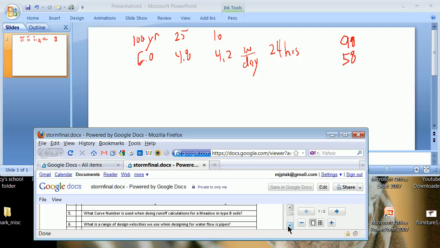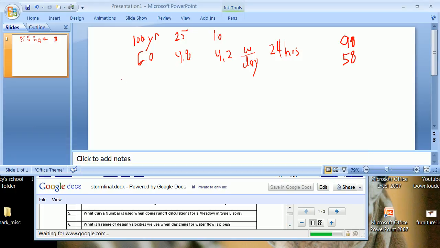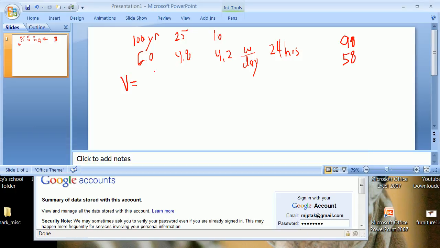Range of velocities. We've talked about range of velocities on and on, between 10 feet per second down to 3.33 to make things relatively easy. So we'll see what happened here.